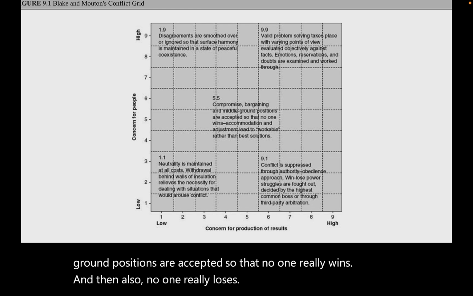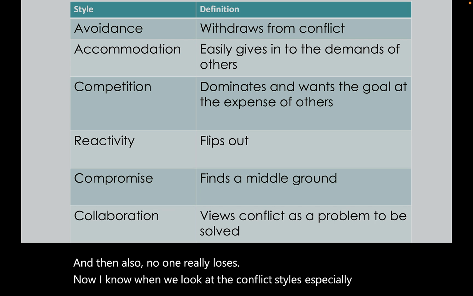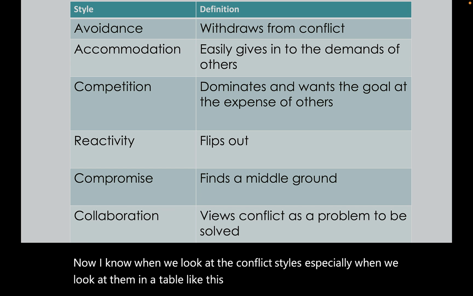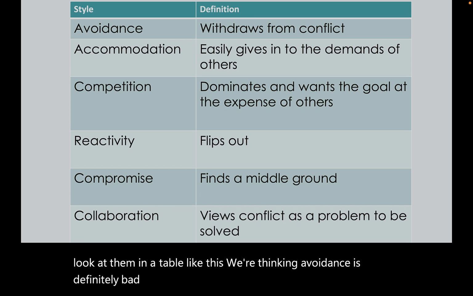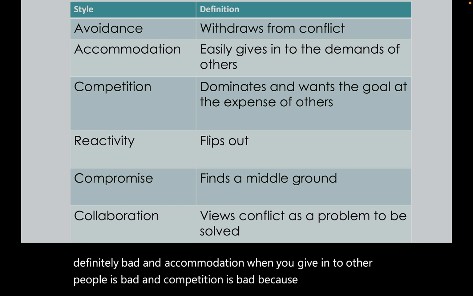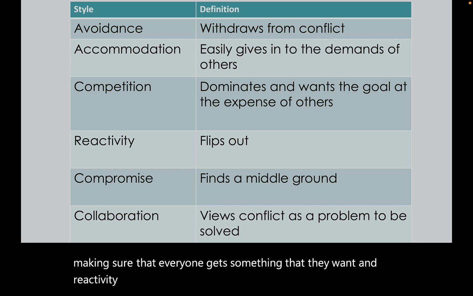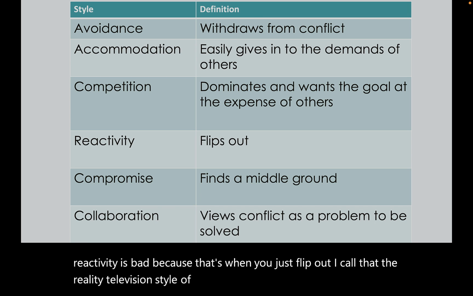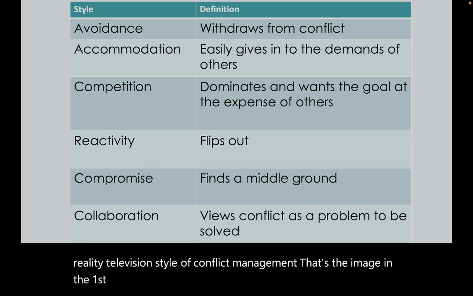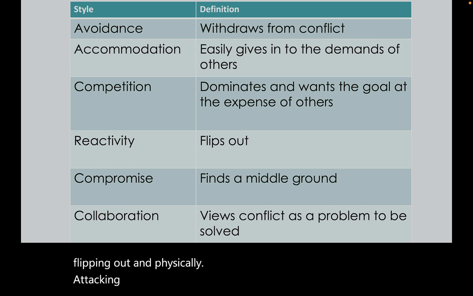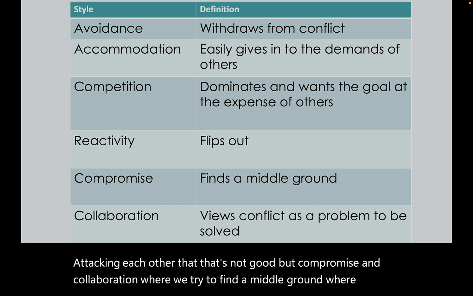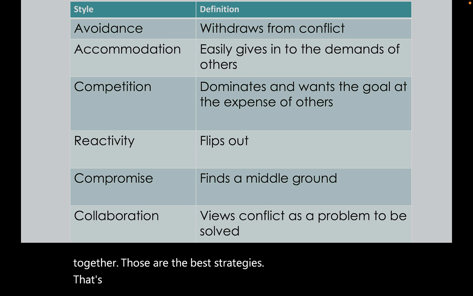Now, I know when we look at the conflict styles, especially when we look at them in a table like this, we're thinking, okay, well, avoidance is definitely bad, and accommodation when you give in to other people is bad, and competition is bad because it doesn't deal with making sure that everyone gets something that they want, and reactivity is bad because that's when you just flip out. I call that the reality television style of conflict management. That's the image in the first slide of this lecture where people are just flipping out and physically attacking each other. That's not good, but compromise and collaboration where we try to find a middle ground and work together, those are the best strategies. That's not necessarily true, right?